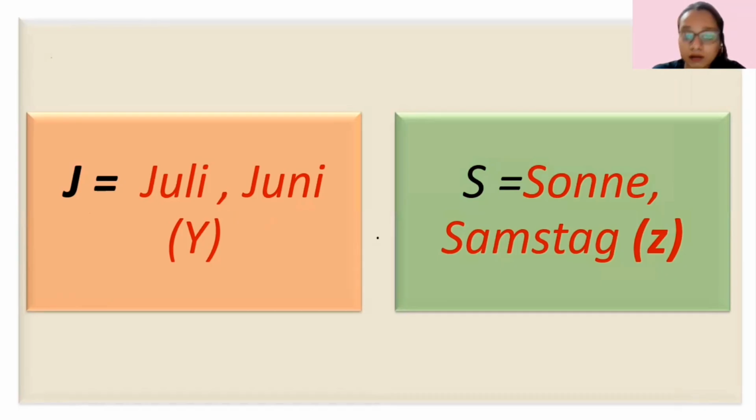S as Z. Sonne. Sonne. Samstag. Samstag. Sonne means sun. Samstag is Saturday. So Sonne. Samstag.